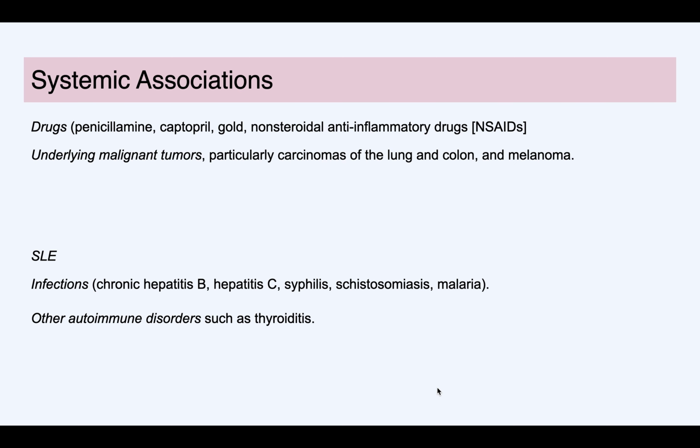Now, going to membranous nephropathy, we will discuss the morphology, the pathogenesis, and the clinical course.